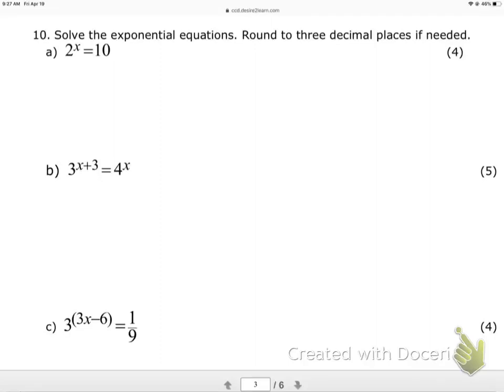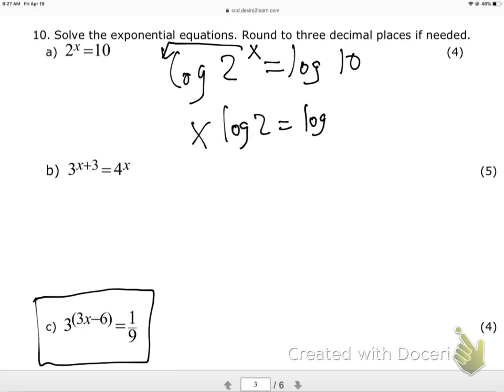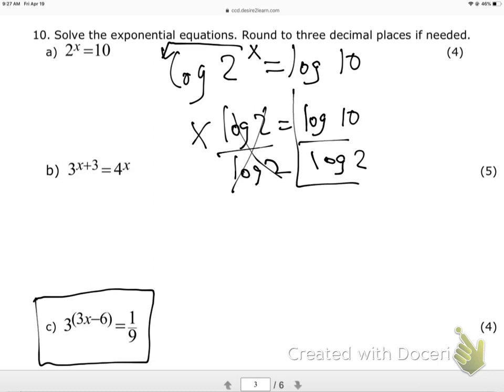Okay, solving exponential equations. There's one down here that will be the same base. You could, if you wanted to, log both sides. In other words, the log of 2 to the x equals the log of 10. The reason is that the exponent can come to the front. So x log 2 equals log 10. Divide by the number next to the letter, and that is your answer.